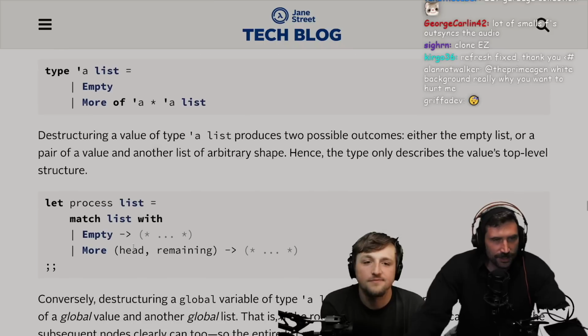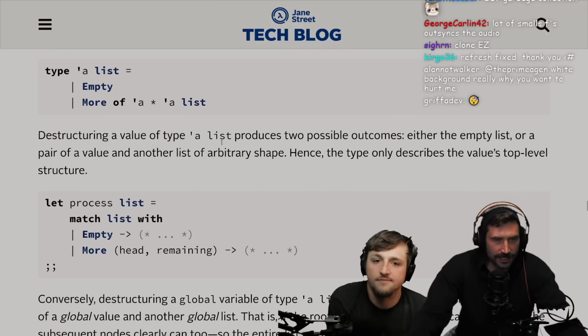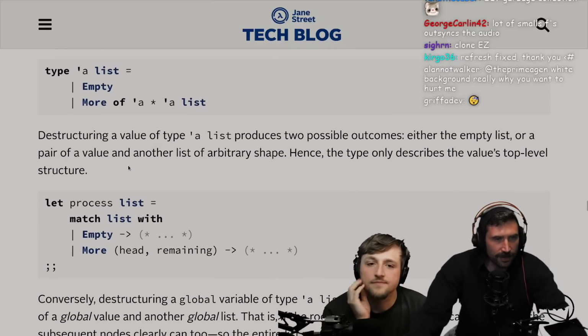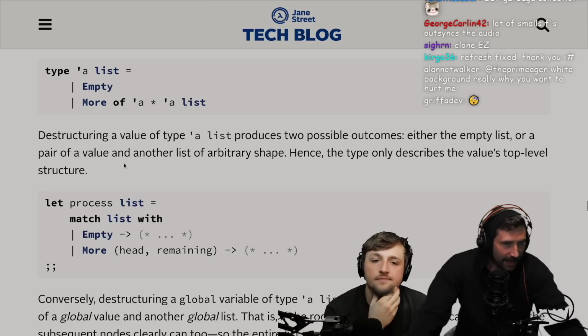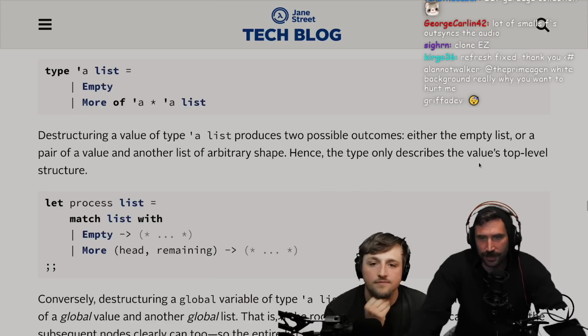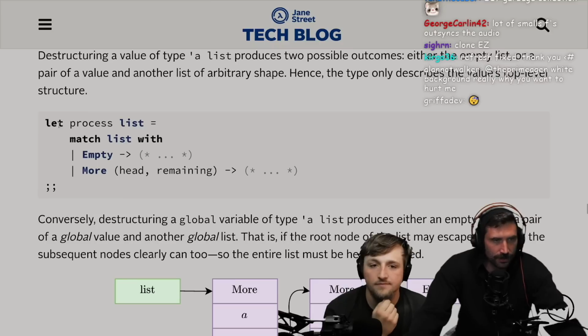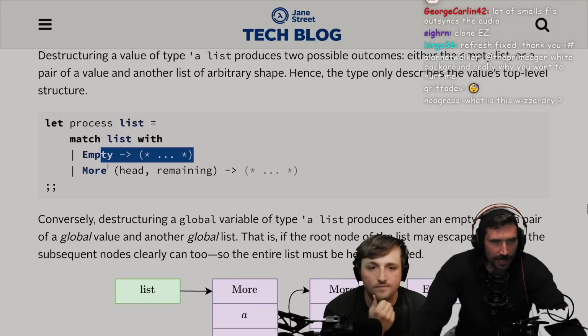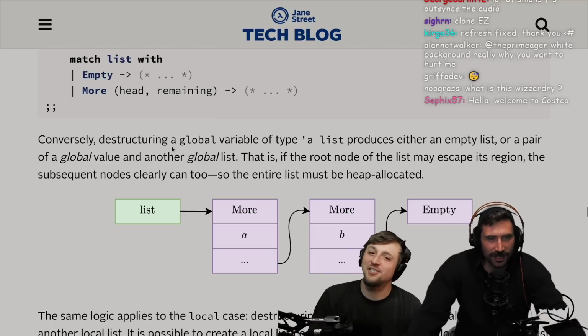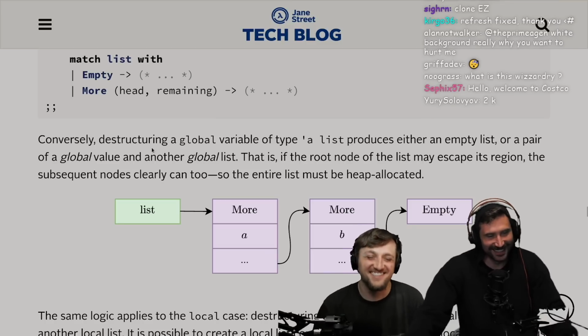Okay. Destructuring a value of tick A list produces two possible outcomes: either the empty list or a pair of a value and another list of arbitrary shape. Hence, the type only describes the value's top-level structure. All right, process list, head, remaining. Okay. Conversely, there's that word again. Destructuring. Eschewing the destructuring of.